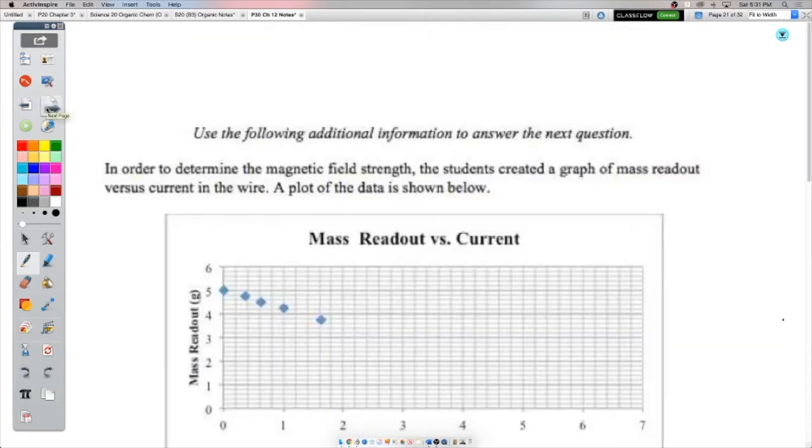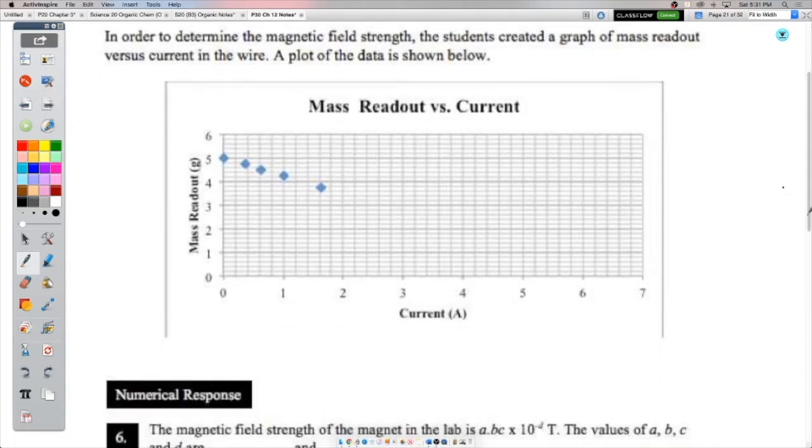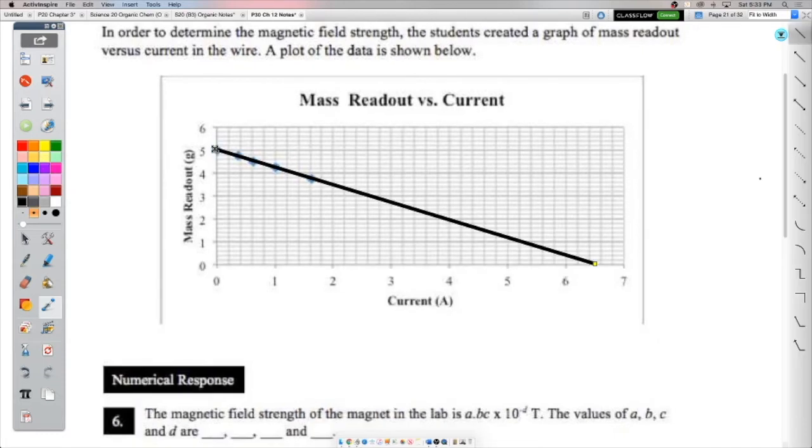photosynthesis. All right, so then these students plotted their data. They did mass readout versus current. So the mass readout versus the current. So what's step one of any kind of graphical analysis? You need a line of best fit. Okay, so there's the line of best fit I drew. Yours might be slightly different, but it shouldn't be too far off.